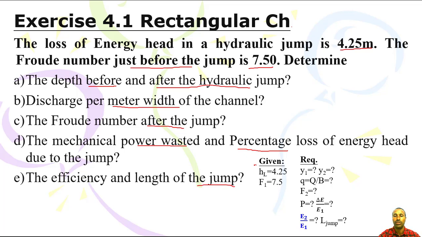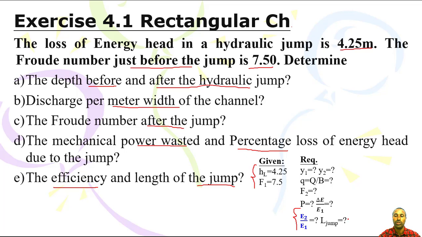Clear? So given parameters, you have the head loss and F1. Then required parameters, you have y1 and y2. Then q, the discharge intensity, is equal to the total discharge divided by the width of the channel. And F2. You are also asked for the power wasted due to the jump, and the percentage loss of energy, which is the change in energy divided by E1. And you are asked for the efficiency of the jump, which is E2 over E1.